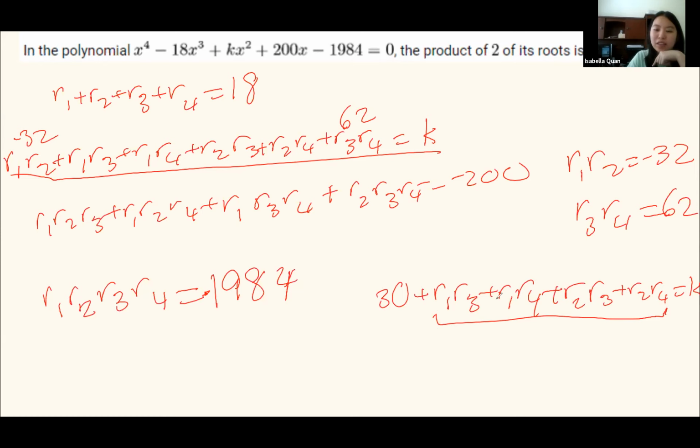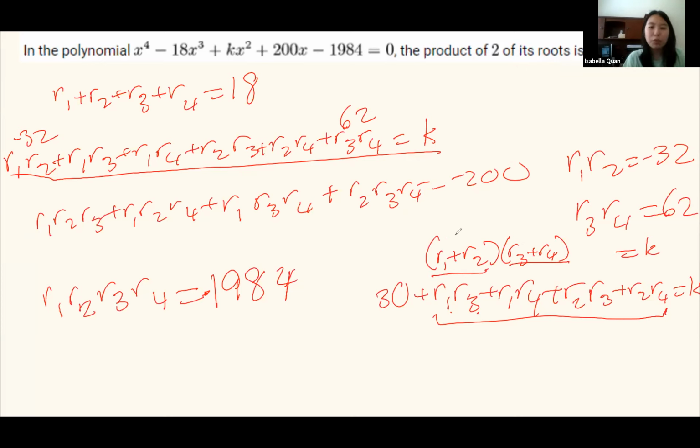What's nice is that if you notice R1, R3, R1, R4, R2, R3, R2, R4, then you can actually factor it. So you get R1 plus R2 times R3 plus R4, which means we have a new objective. We want to find what each of these are and add it to 30 so we can find what K is. Okay.